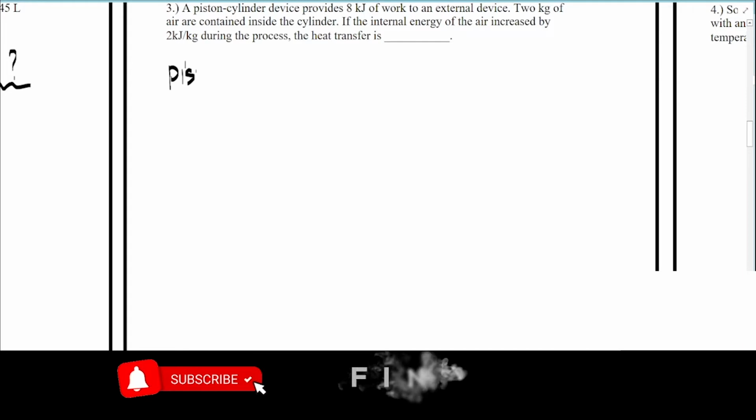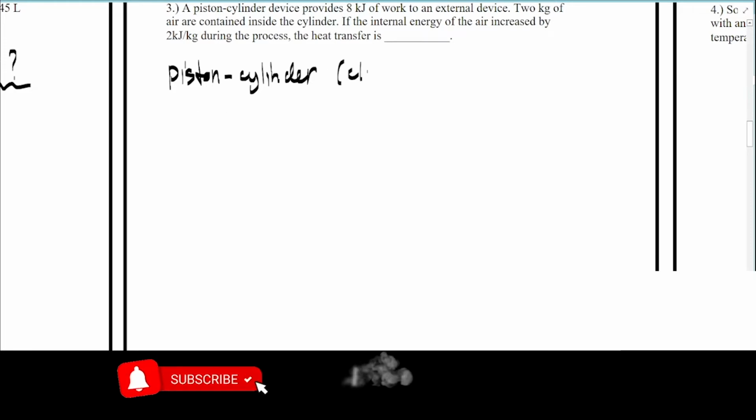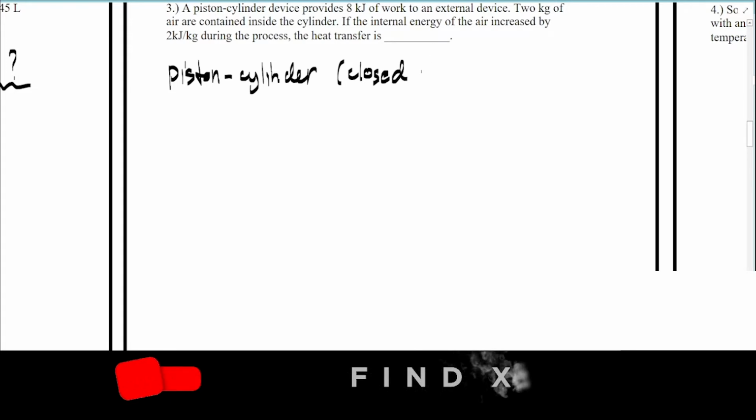So this is a piston cylinder device. Remember, when we're dealing with a piston cylinder, this is a closed system. Therefore, mass cannot cross the boundary. Closed system.